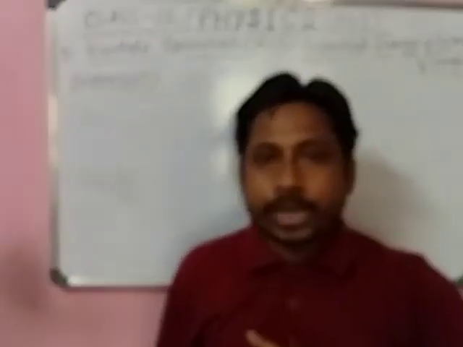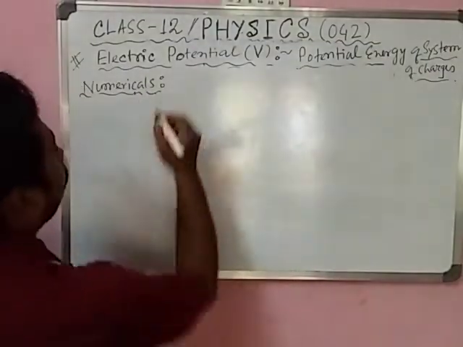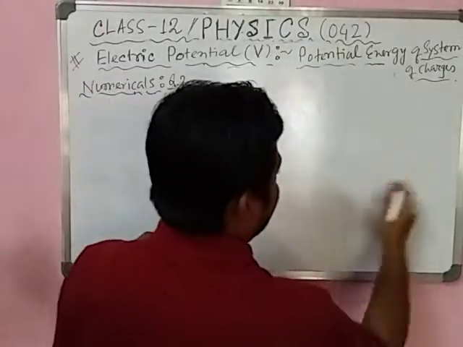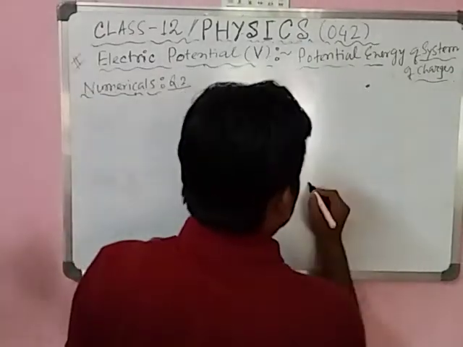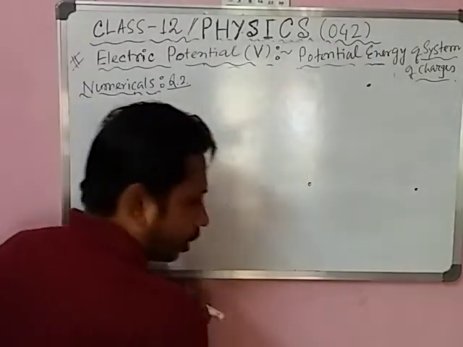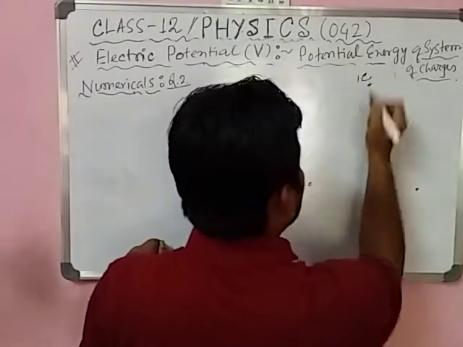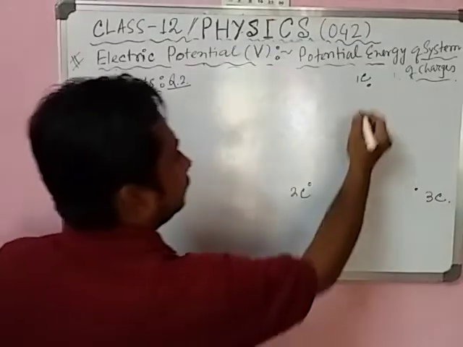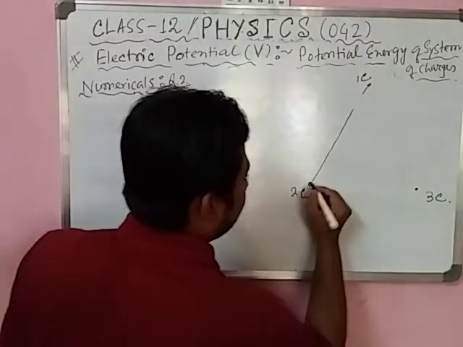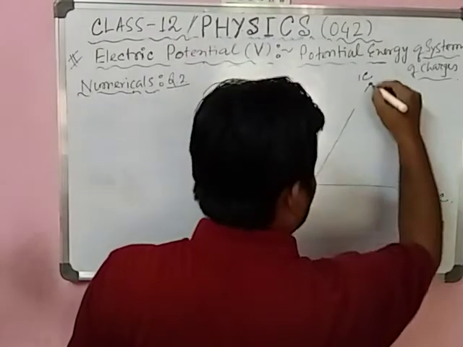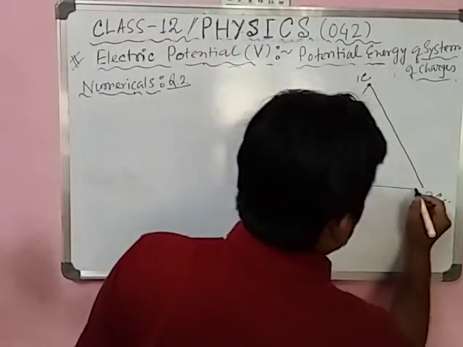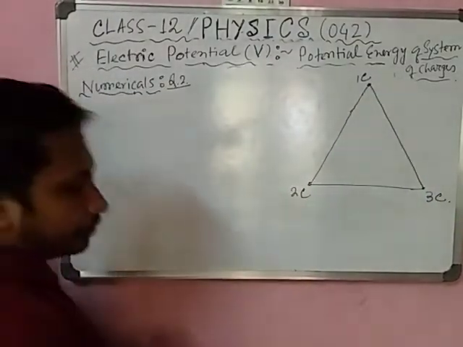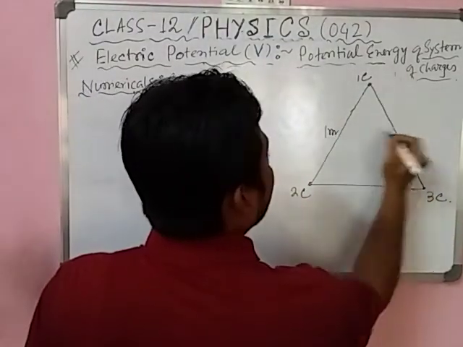Next, numerical number 2. Okay. So now question number 2. Think there is an equilateral triangle, and at each corner 1 coulomb, 2 coulomb and 3 coulomb charges are placed in the equilateral triangle. So this is an equilateral triangle, with side of 1 meter. Okay.